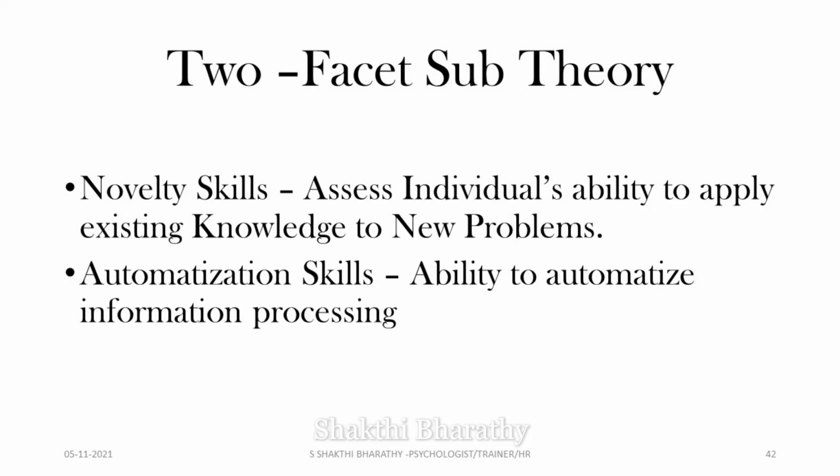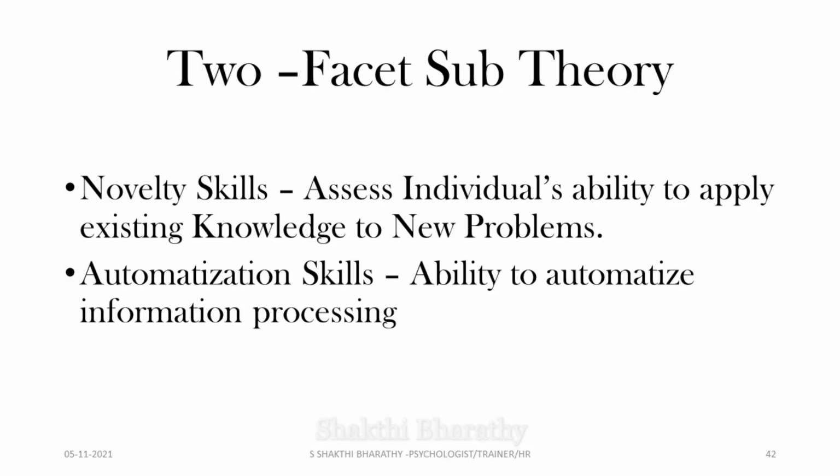So the basic assumption here about novelty and automatization is that there are two broad classes of abilities associated with intelligence, that is novelty skills and automatization skills. A task measures intelligence if it requires the ability to deal with novel demands or the ability to automatize information processing, that is two ends of a continuum. Novel tasks or situations are good measures of intellectual ability because they assess an individual's ability to apply existing knowledge to a new problem. So this is all about the creative, that is experiential facets.